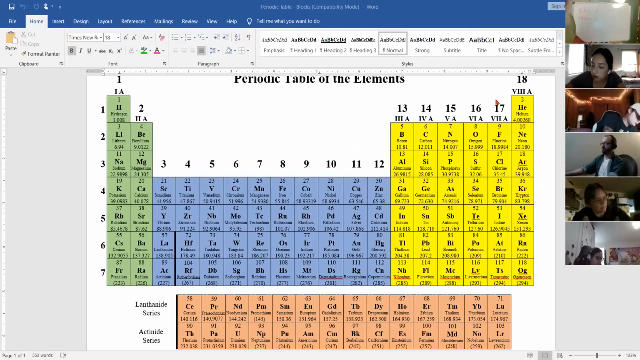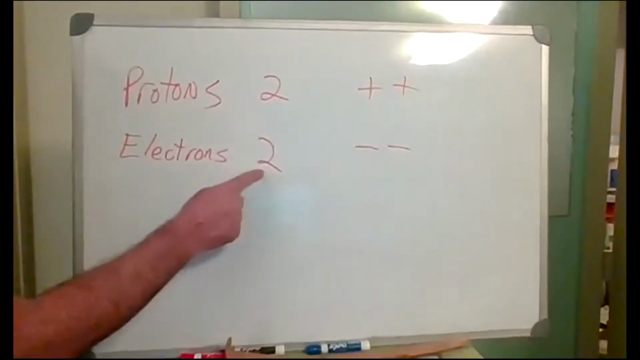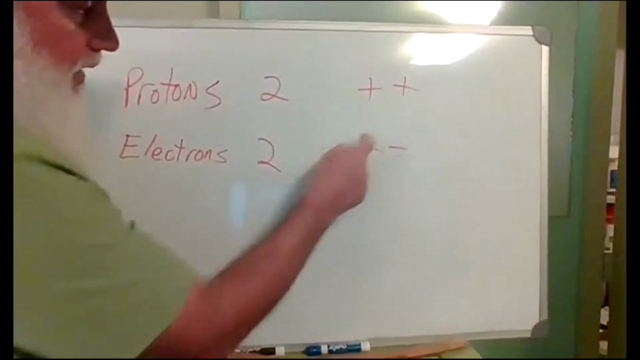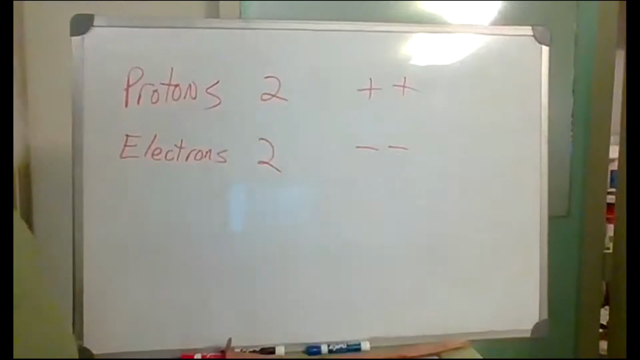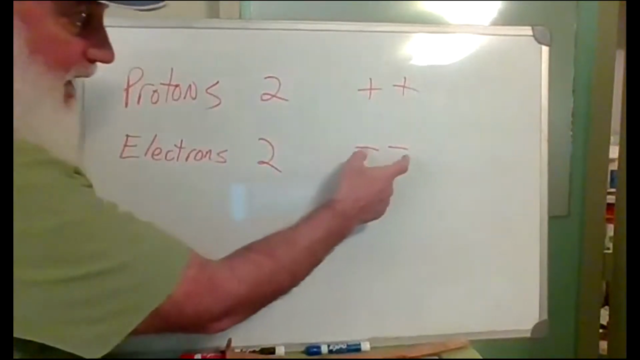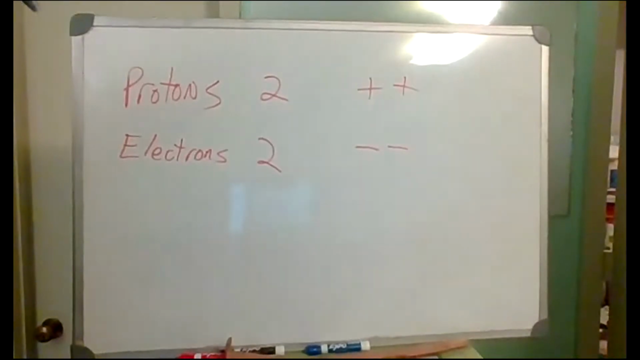Now, let's go back. Oh, I should have unshared the screen here. 2 protons, 2 electrons, right? It can only have 2 valence electrons because it only has 2 electrons total. There's no way you can have 8 valence electrons. Someone should have said something to me to unshare the screen.